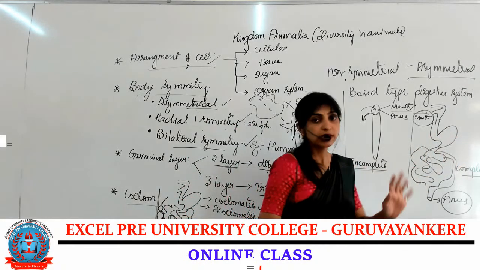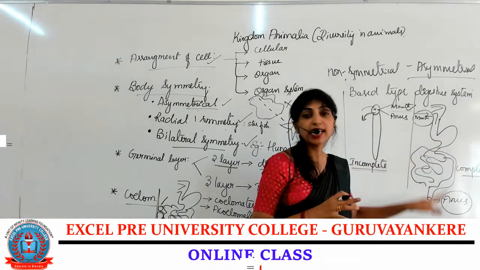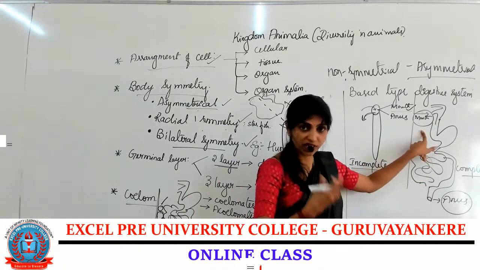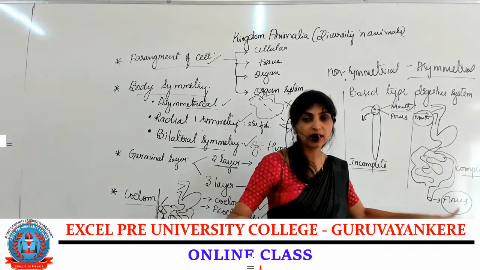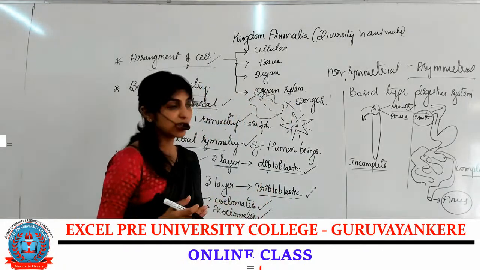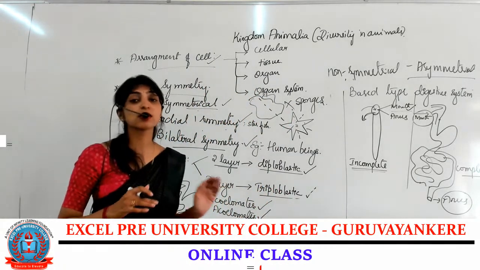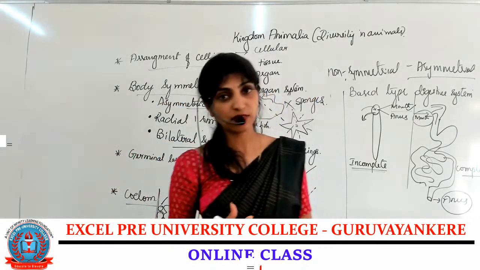Then coming to the next one, in higher organisms the body has two openings. One is the mouth for intake of food, and one is the anus to throw out the waste product. We call that type of digestive system a complete digestive system. This is the basic characteristic feature by which animals are classified.